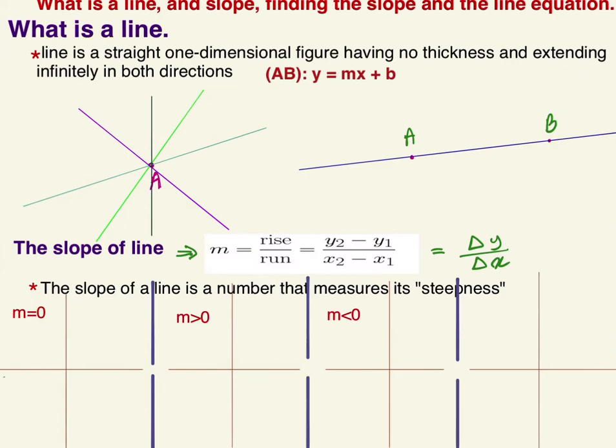So first of all, what is a line? A line is a straight one-dimensional figure having no thickness and extending infinitely in both directions. The standard formula of a line, the equation of a line, is written as y equals mx plus b.